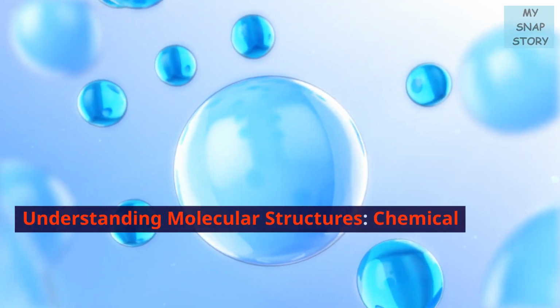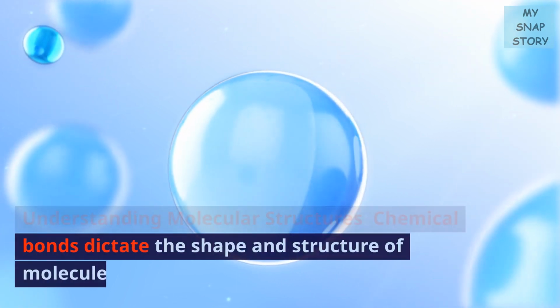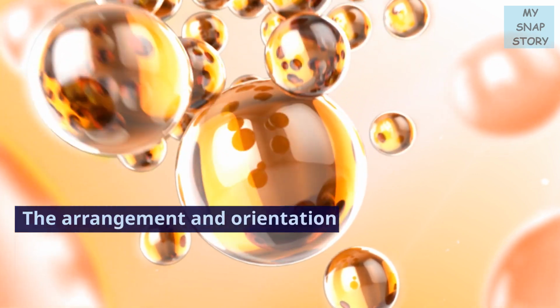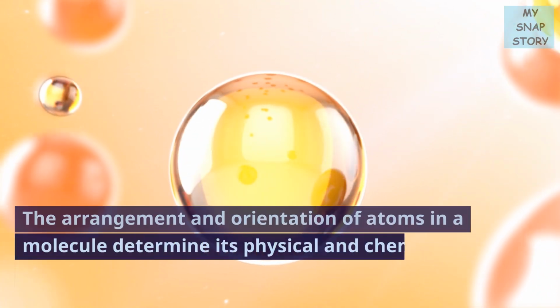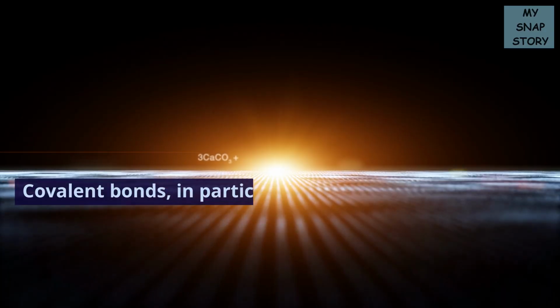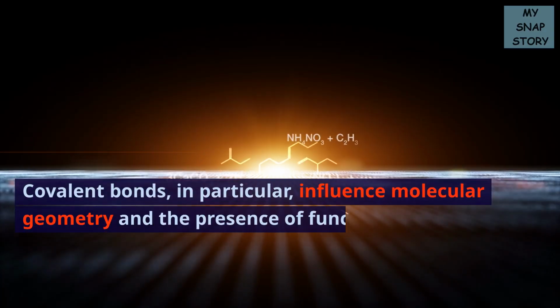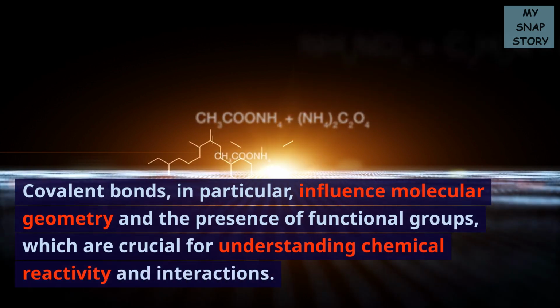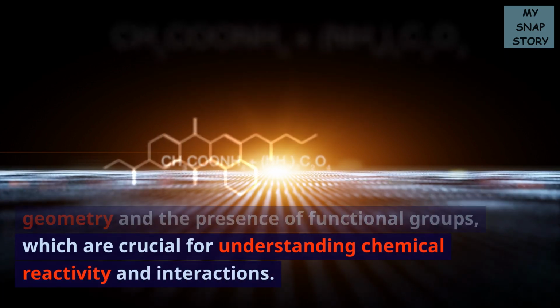Understanding molecular structures. Chemical bonds dictate the shape and structure of molecules. The arrangement and orientation of atoms in a molecule determine its physical and chemical properties. Covalent bonds, in particular, influence molecular geometry and the presence of functional groups, which are crucial for understanding chemical reactivity and interactions.